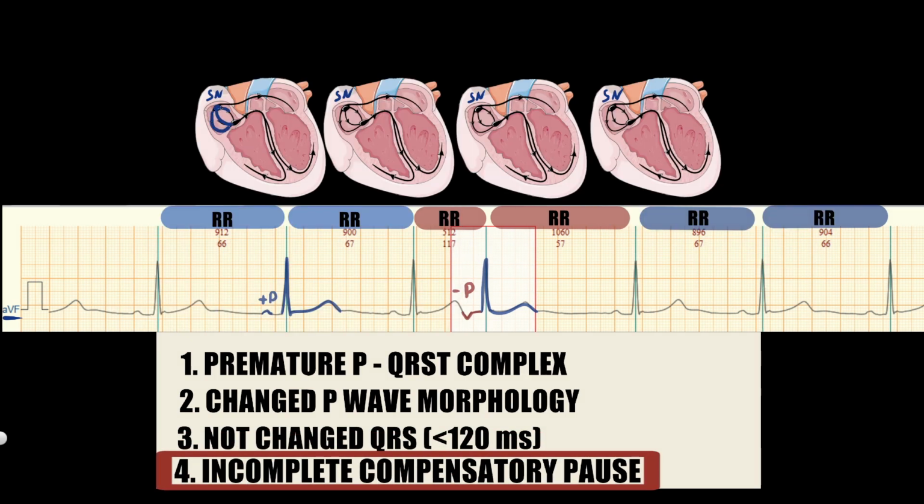Every time the impulse comes out from the sinus node, the sinus node starts to prepare another impulse for the next contraction, just like charging a battery. And when it is fully charged, the sinus node creates the next impulse.